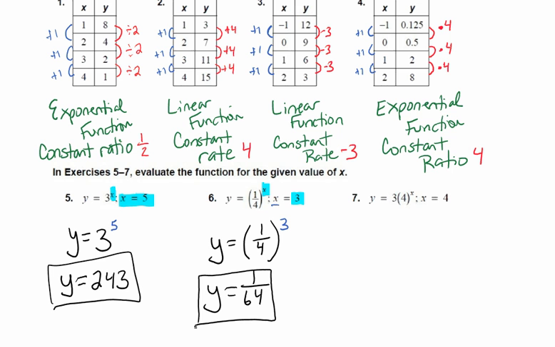So I want you to do number 7 on your own. So go ahead and push pause. When you're done, push play, and let's see if you were right.